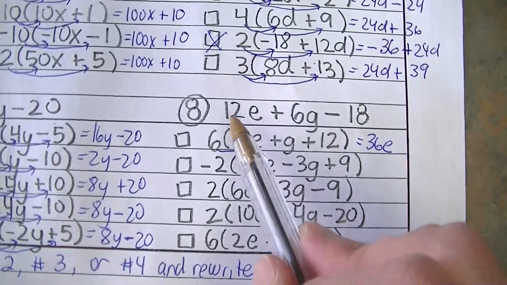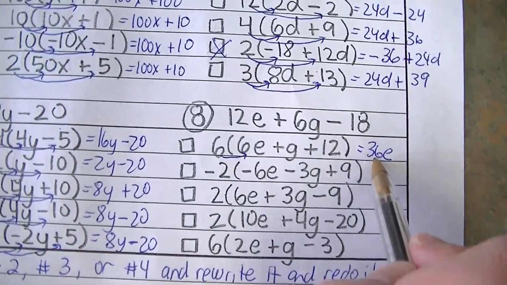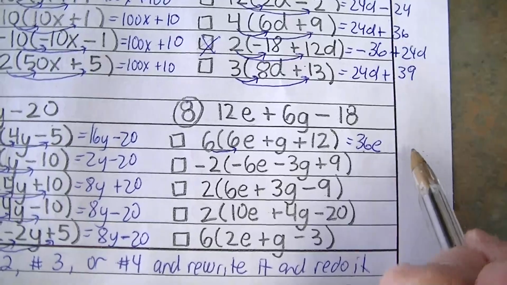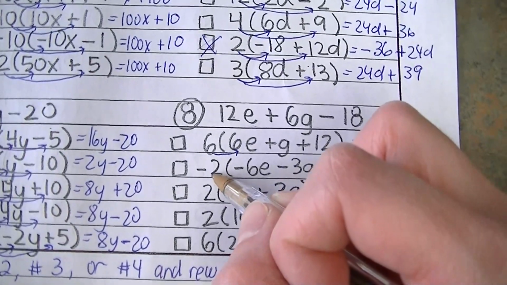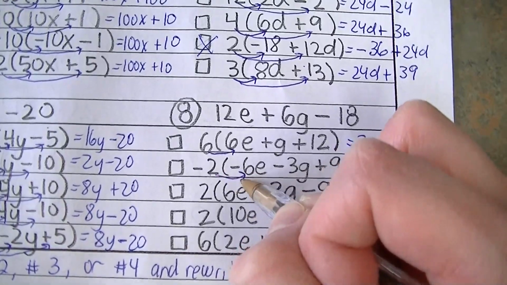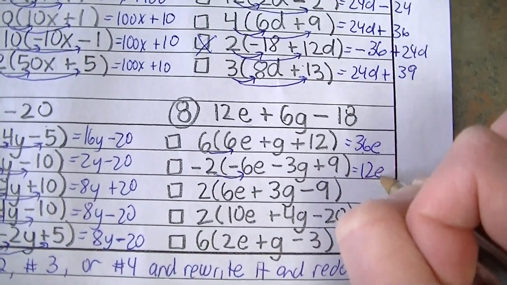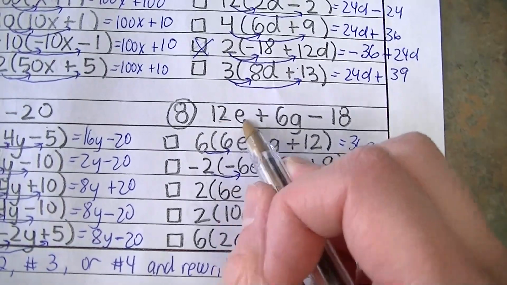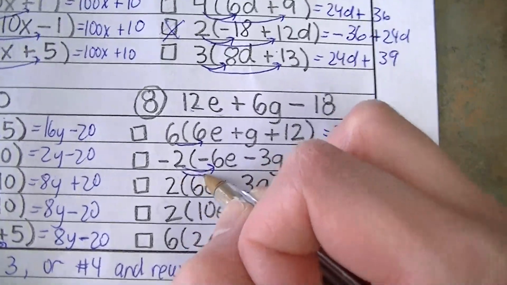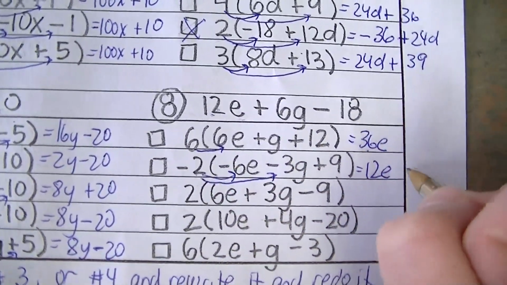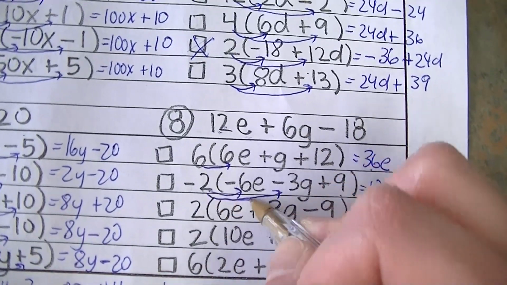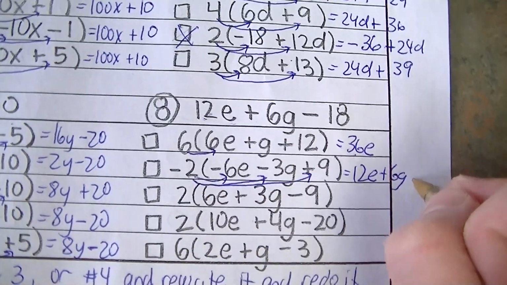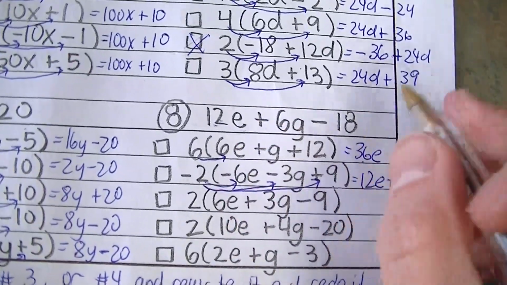I don't have to waste my time because I already know that that's not going to work, because this is 36e, that's a 12e. So negative 2 times negative 6e is positive 12e. Okay, so I'm going to keep going because I've got a match so far. Negative 2 times a negative 3g is a positive 6g. Oh, so far, so good. Okay, negative 2 times a positive 9 is going to be negative 18. Okay, that's a full match.